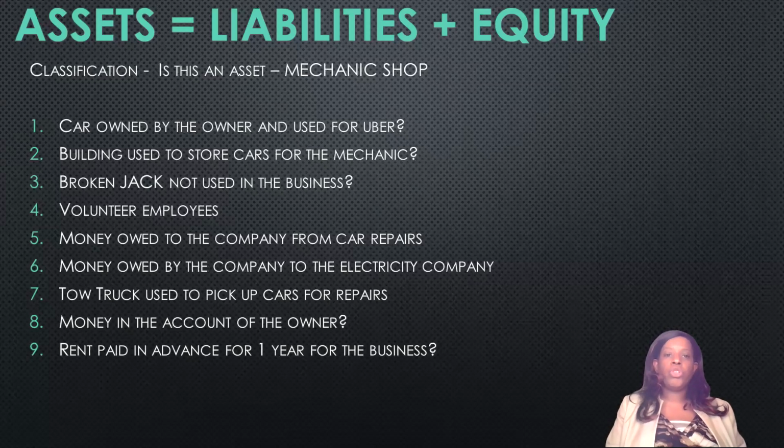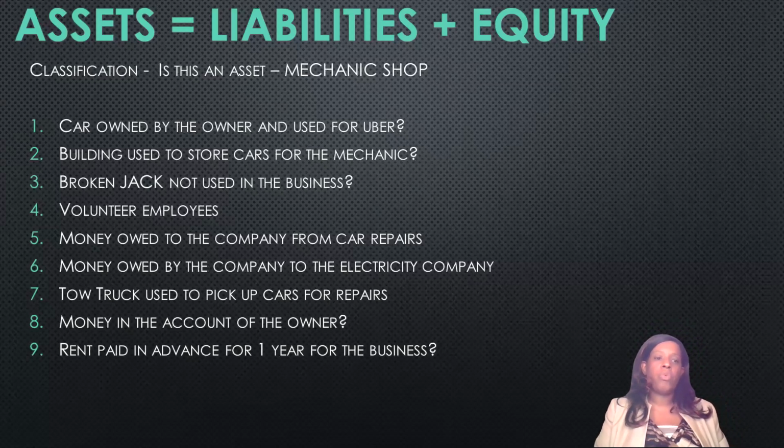Now, we're going to look at a mechanic shop. And we're going to classify: is this an asset? That's the question you're answering at this time. So we're looking at the car. It's owned by the owner and used for Uber. So what are you looking at though? Car. Is that an asset? Building used to store cars for the mechanic. So what are we looking at though? Building. A broken jack, not used in the business.